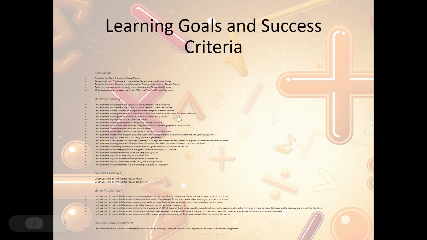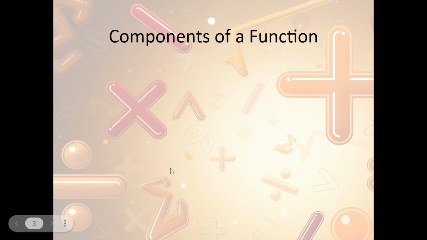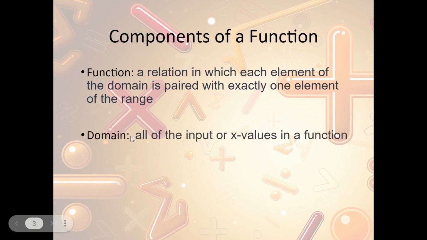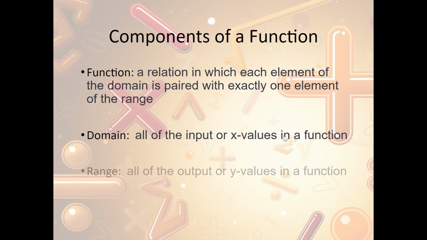We begin right here with our learning goals and success criteria. Now let's talk about the components of a function. A function is a relation in which each element of the domain is paired with exactly one element of the range. The domain is all of the input or x values in a function. The range is all of the output or y values in a function. Therefore, a function means that for every x, there's exactly one y that matches it.